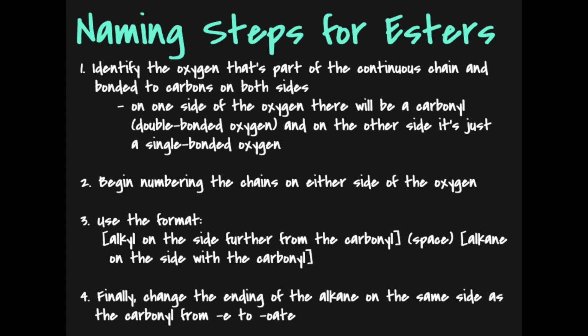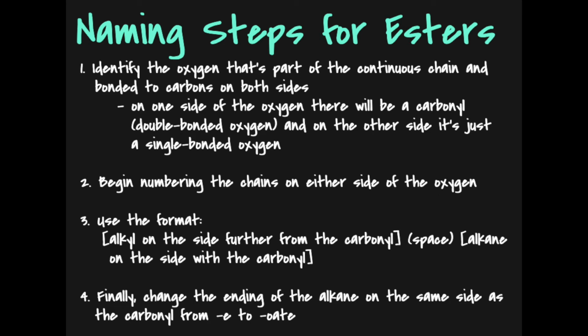Here's a summary for the naming rules of esters. Naming esters is a little different than what we've encountered in the past, but don't be discouraged. I'll teach you a few tricks and you'll be able to pick it up in no time. First, you would identify the oxygen of the continuous chain with 2 carbons on either side. On one side of the oxygen, there will be a carbonyl group, and on the other side, it's just a carbon. You would number the chains, starting from the ones right beside the oxygen.